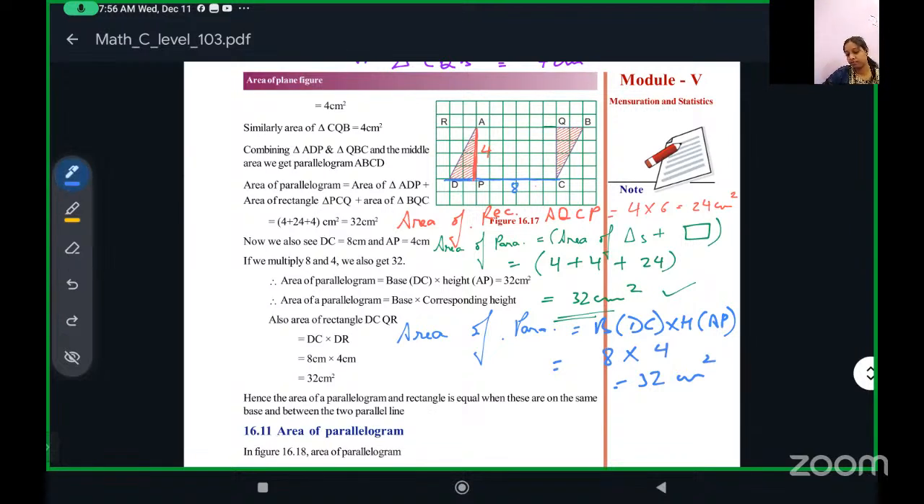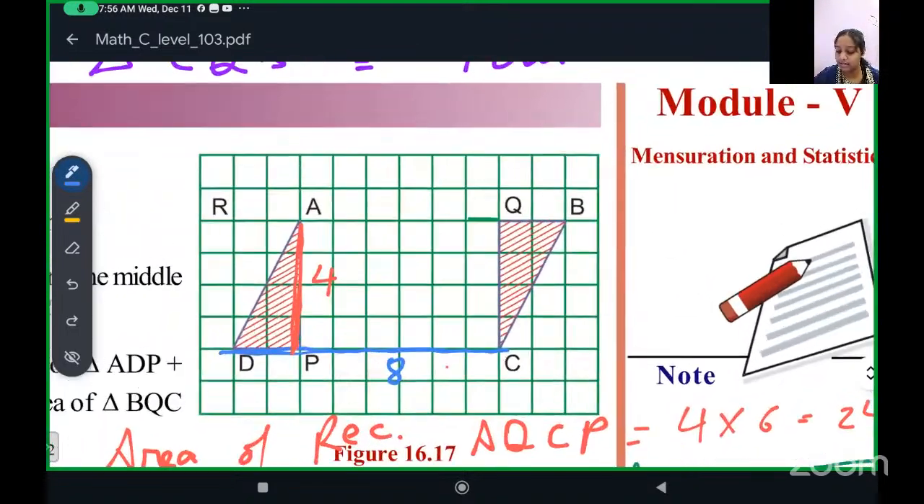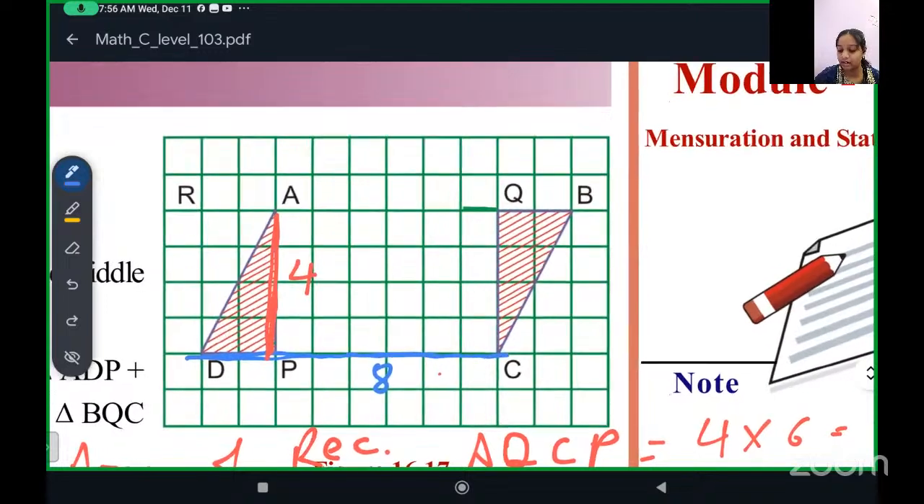So basically, if you take one of the triangles and add it to the other triangle, instead of a parallelogram, it is like a rectangle, right? Yes, Simran, that is right, like a rectangle. Now, take a look at this diagram.